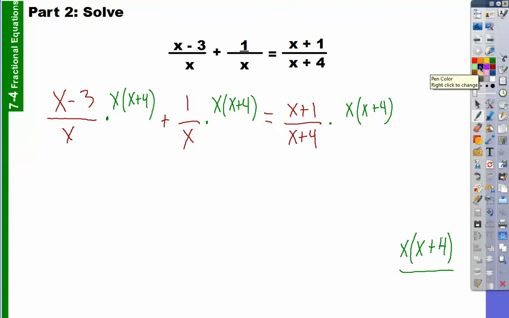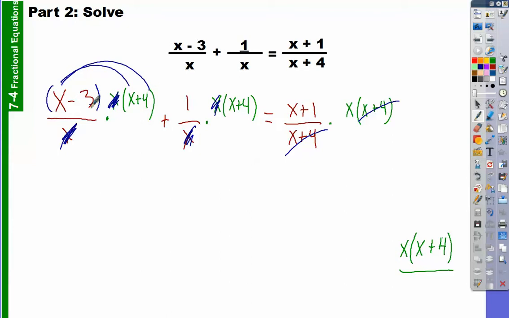All right. So let's look at our first fraction. Is there anything that we can cancel out here? Yeah, the x and the x we can cancel out. There's no x plus 4 in the denominator, so you can't break that out. So let's look at this second fraction. What can we cancel out? x and x. What can we cancel out here? x plus 4 and x plus 4. Excellent. So now we have x minus 3 times x plus 4.